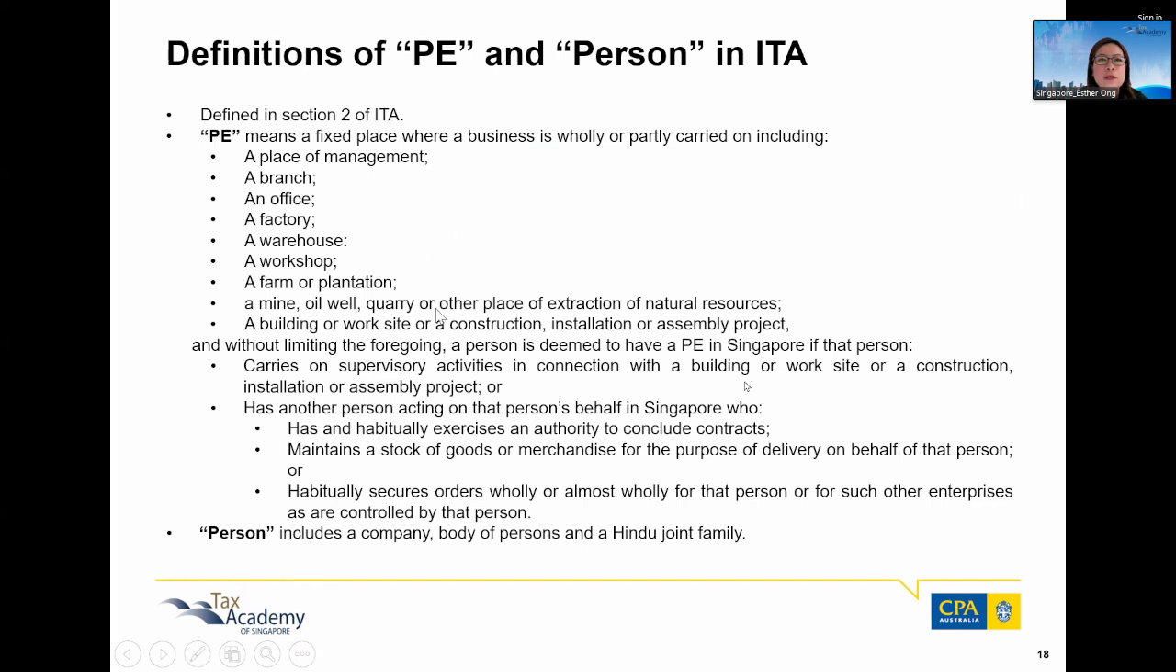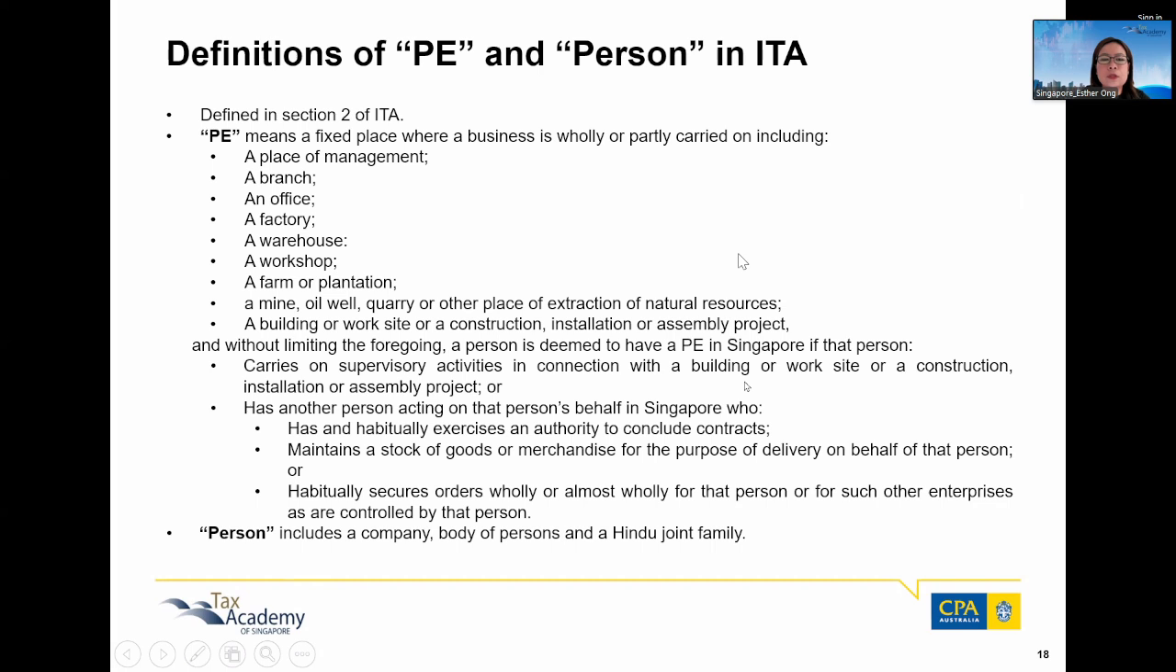Just now, in the section 12.6 provision, you see some of the terms used like PE, permanent establishment, and person. These two terms are defined in section 2 of the Income Tax Act. On this slide, we have listed the definitions taken from section 2 for PE and person. It's quite self-explanatory, and in your exam, we will mention whether the company has a PE in Singapore. You don't have to memorize the list here. I think your exam is open book, right? If necessary, you can always open the Income Tax Act to section 2 to look at the definition.